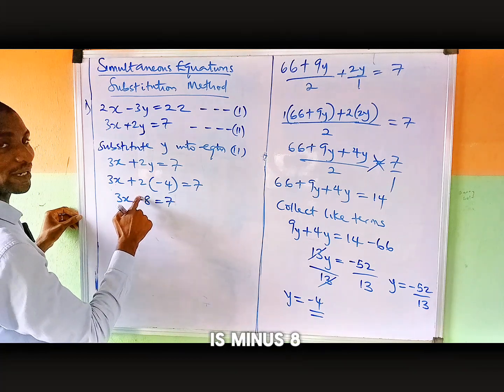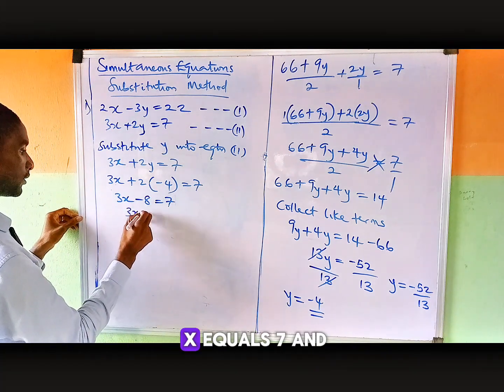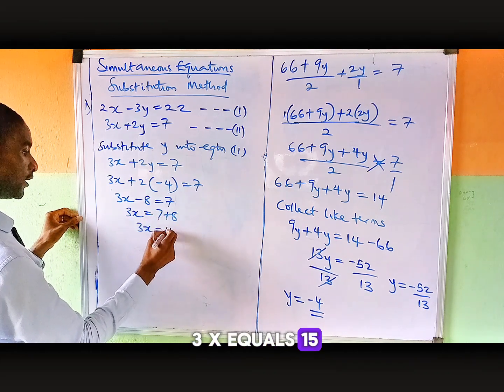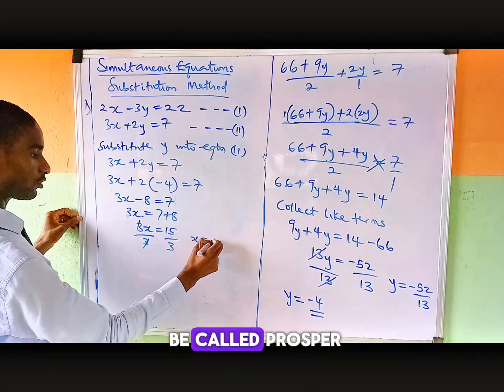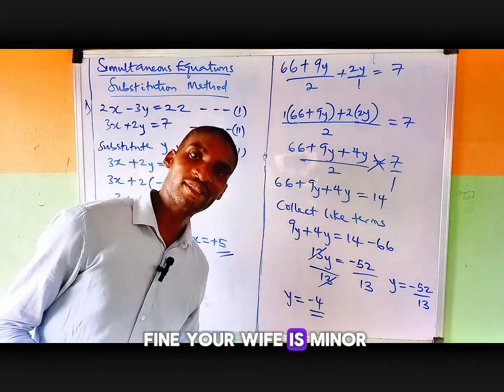By the time this minus 8 crosses to this other side, it becomes plus 8. So you have 3x equals 7 plus 8. And 3x equals 15. You divide both sides by 3, and your x is going to be equal to plus 5, or 5. So your x is 5. Your y is minus 4.